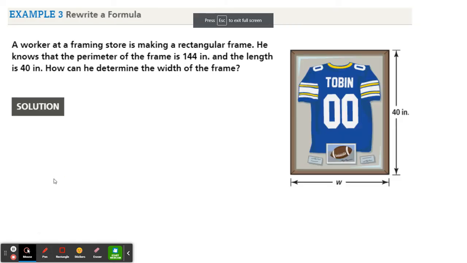All right, so let's see what's coming up next. All right, here we go. Another word problem. Rewrite a formula.